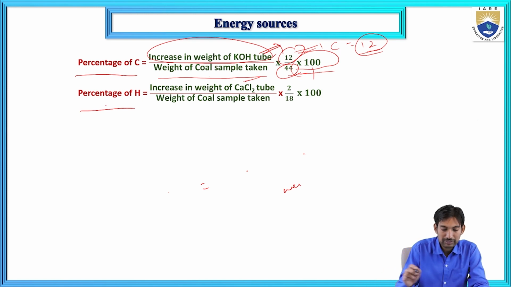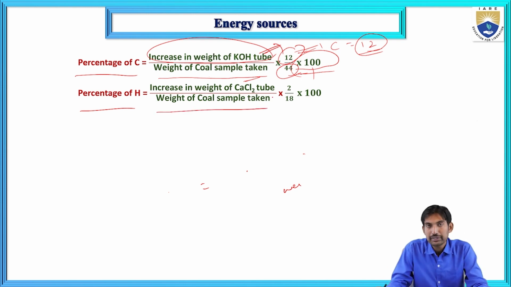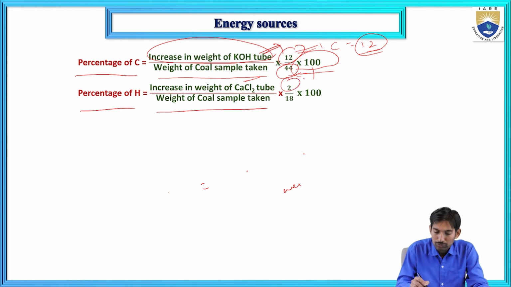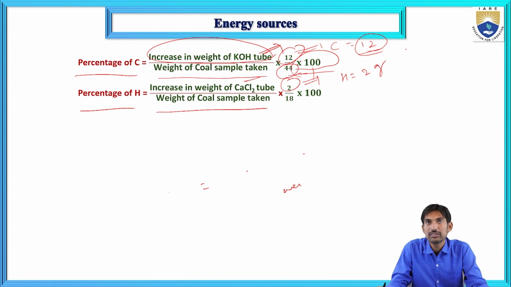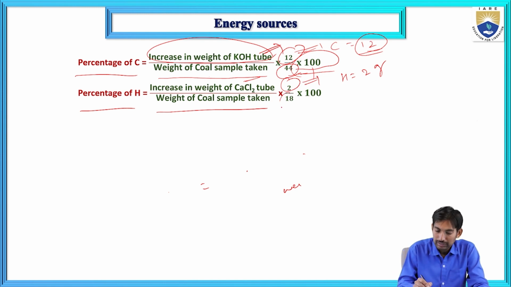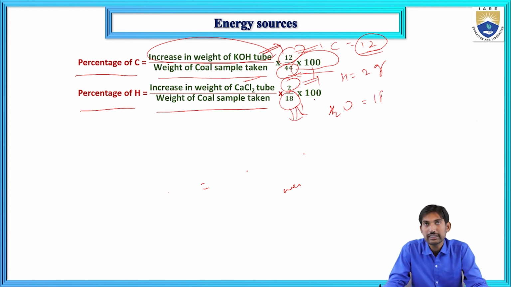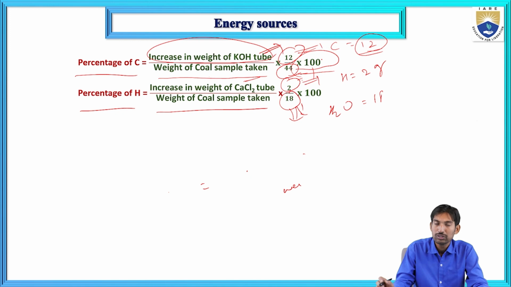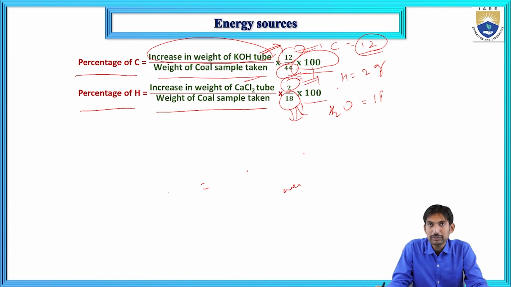So the formula for percentage of hydrogen equals the increase in weight of calcium chloride tube divided by weight of coal sample taken, into 2, the hydrogen weight, that is 2 grams. The hydrogen weight is 2 grams, and it forms 18 grams of water. The water weight is 18 and the hydrogen weight is 2. Into 100, to get the percent of hydrogen you have to multiply with 100.